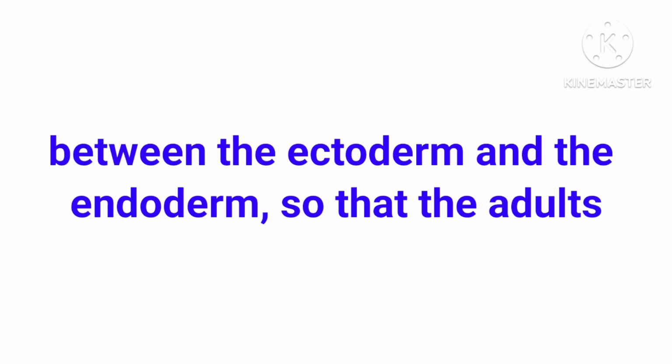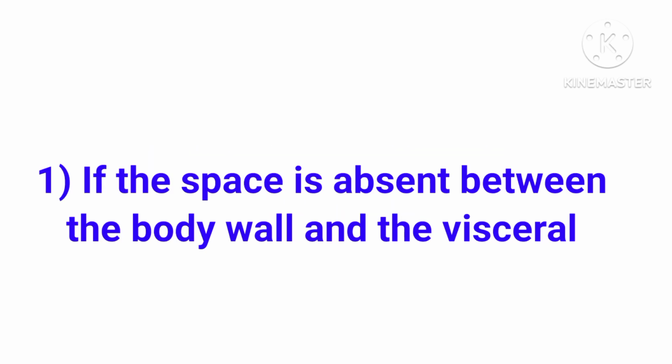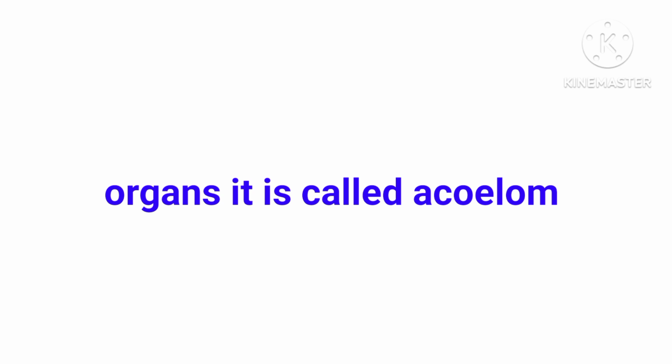Between the ectoderm and the endoderm so that the adults have neither the primary body cavity blastocoelom nor the secondary body cavity coelom. If the space is absent, they are called acoelomates. Acoelomates do not have a fluid-filled space between their body wall and alimentary canal.